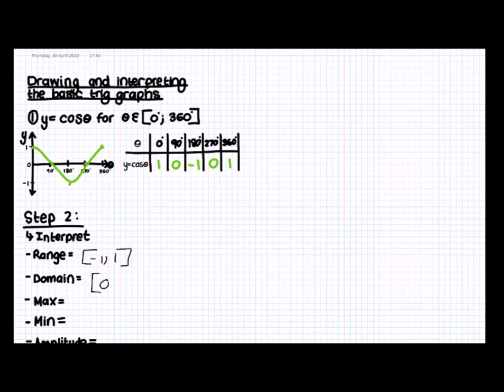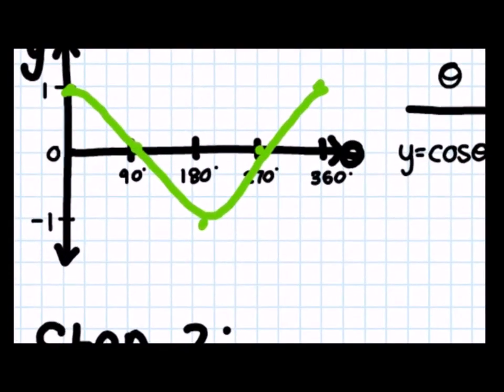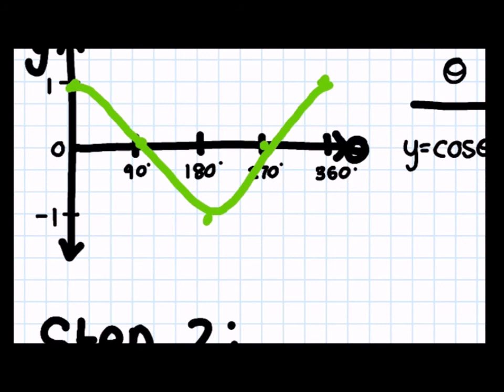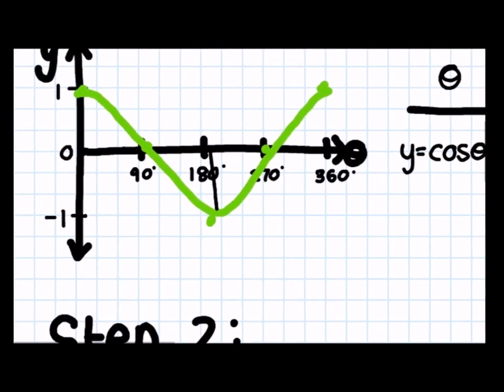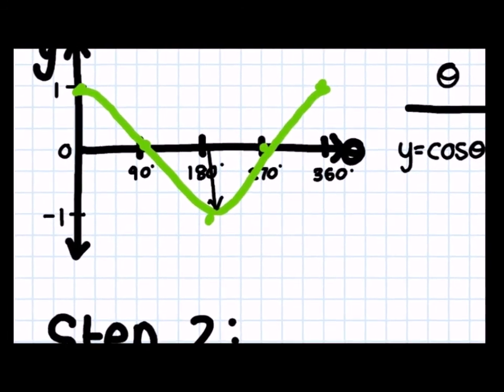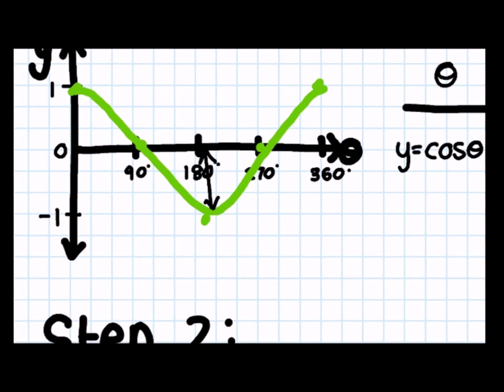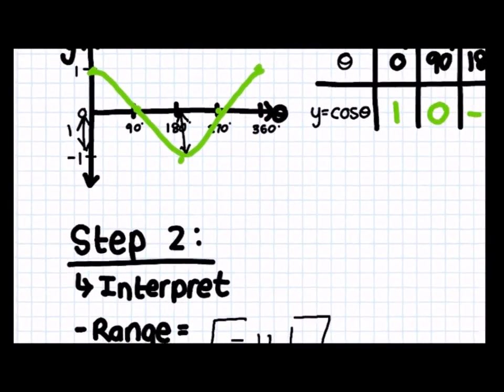So 0, 360. So that's 1, y equals 1. Y equals -1. The amplitude, again, we draw it from, let's say we draw it from 0 to the lowest point or 0 to the highest point. Either way, that distance there, this distance here, is 1, so our amplitude is still 1.